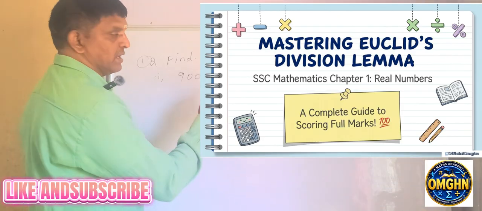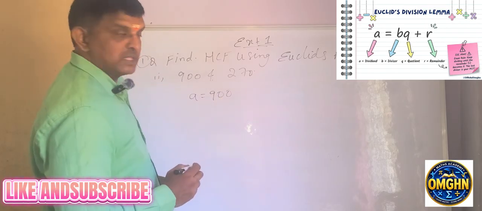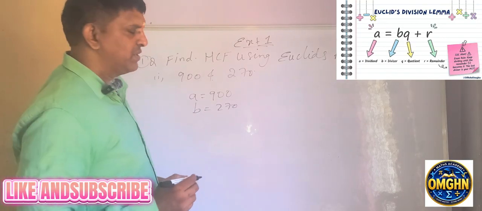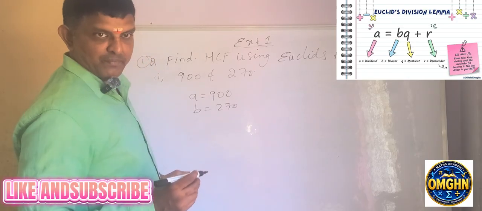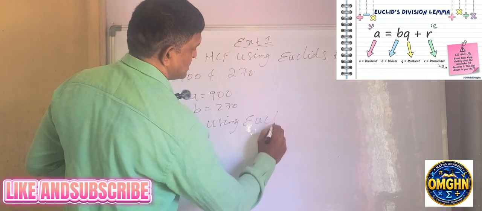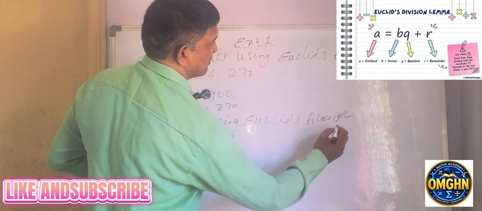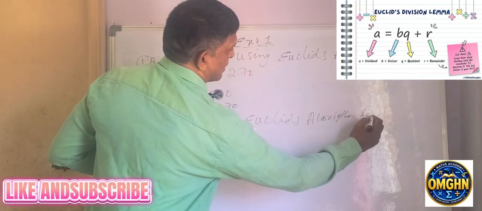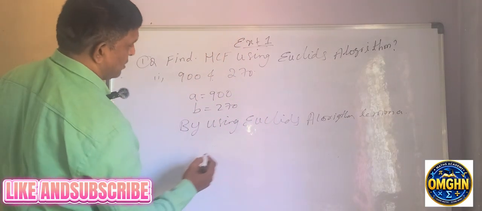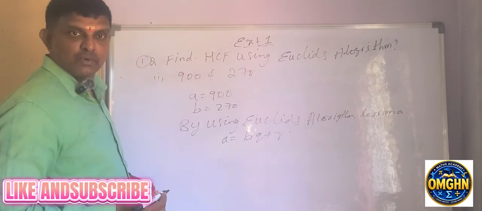Okay, students, 900 and 270. For doing this sum, here always the bigger number is A, smaller number is B. Now, by using Euclid's algorithm lemma, the formula for this one is A is equal to BQ plus R. Okay, A equal to BQ plus R.